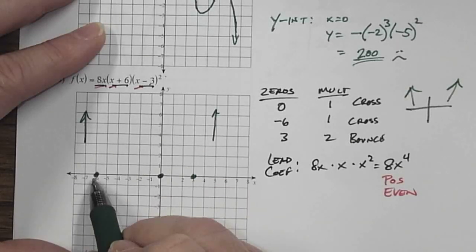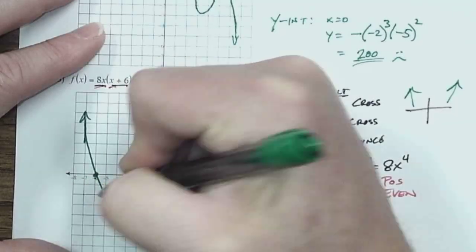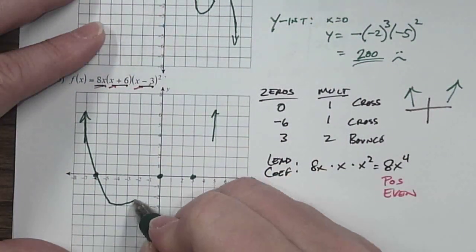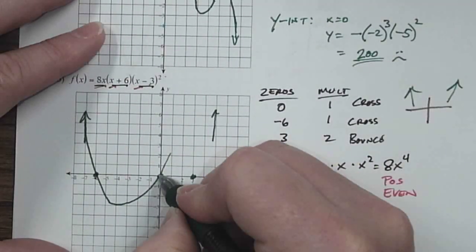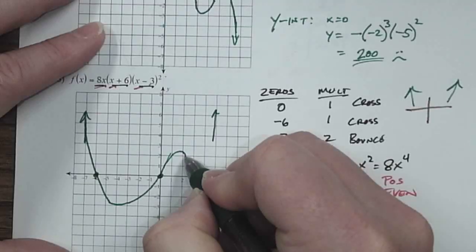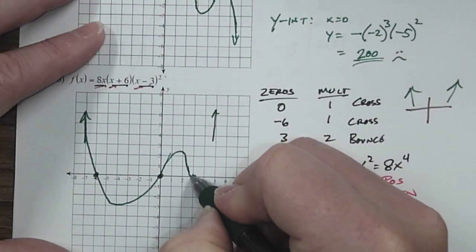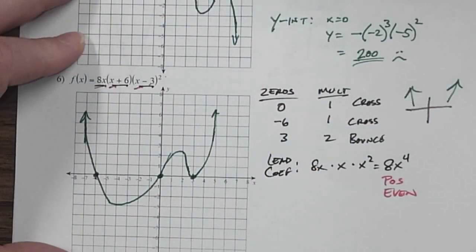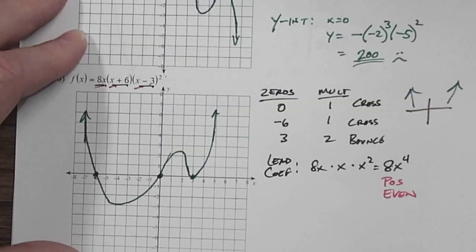So if we're going with -6, it crosses straight through, I want to just go straight through. I don't want to do anything funny. 0 crosses straight through, so I'm going to come straight through. 3 bounces, so I'm going to turn around. I want to come to the side. See how I'm to the side of it? Come to the side of it so I can ricochet off, and there we go. And that's how you graph. That's all we need, just an estimate of the graph.